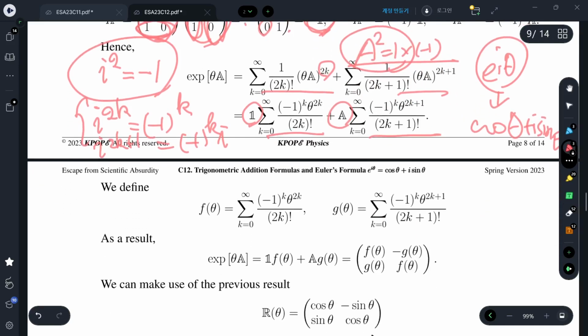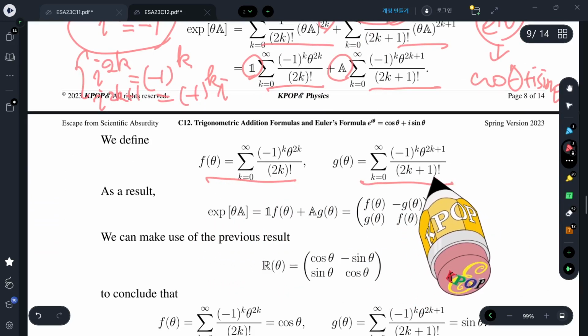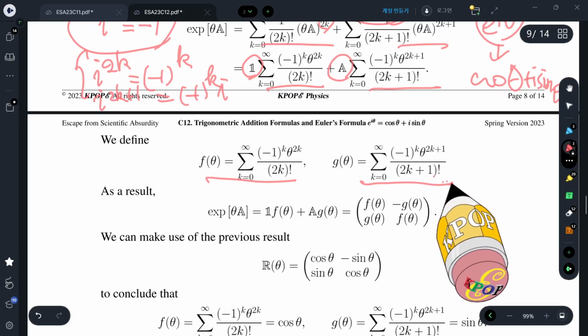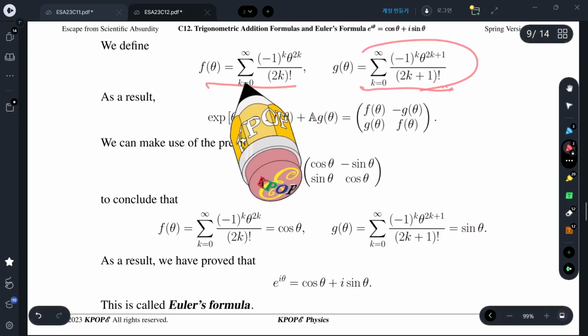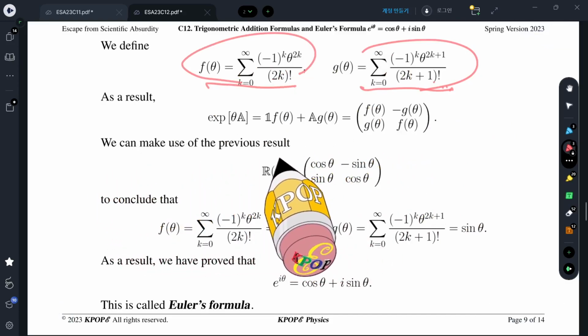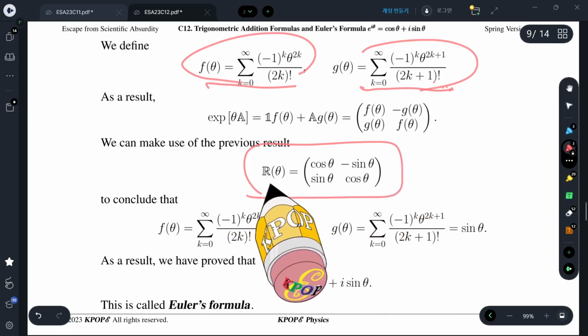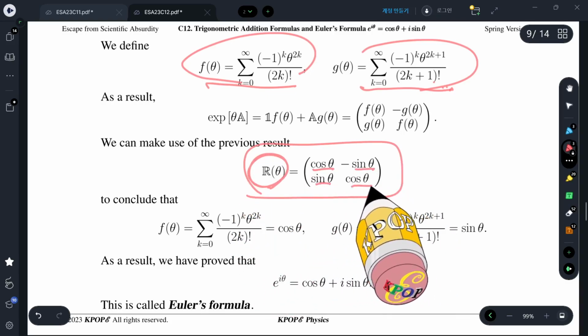As a result, we define this one f(theta) and g(theta), this sum. And then finally we can make use of the previous result, the original result we began with. It was cosine minus sine, sine, cosine.